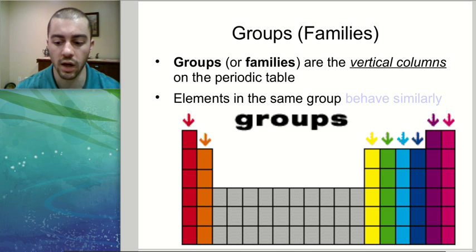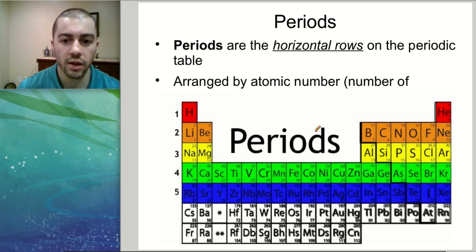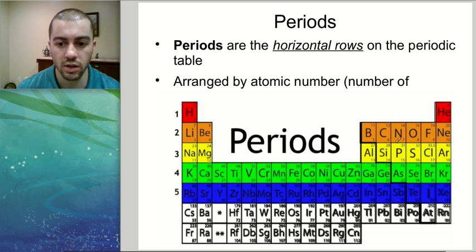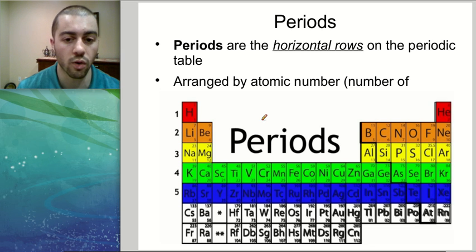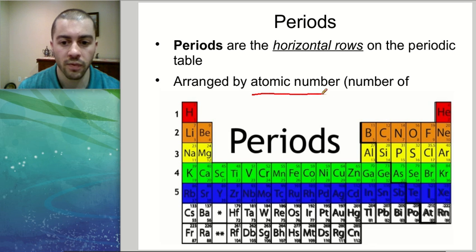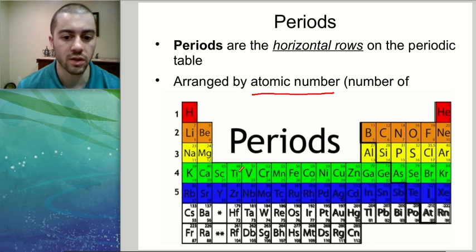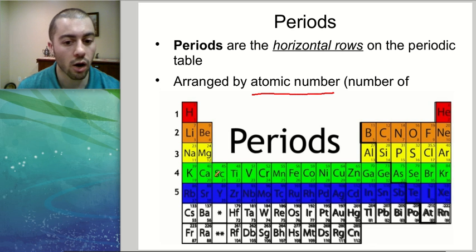And then if we look horizontally at the organization of the table, these are called periods. So periods go sideways or horizontally, and vertical columns going up and down are the groups or families. So the periods here, they are arranged by the atomic number. Okay, so as we go across a period here, the atomic number goes up. And the elements in the same period don't always behave similarly because they have different chemical properties. They have different numbers of electrons, so they're not going to behave similarly, but they are going to increase in atomic number as you go across the table.